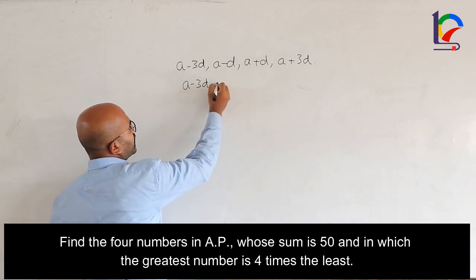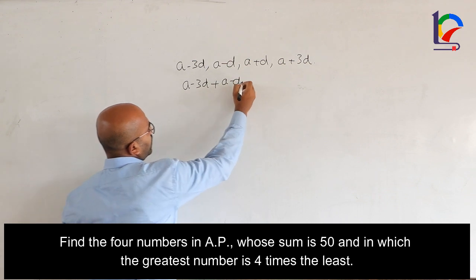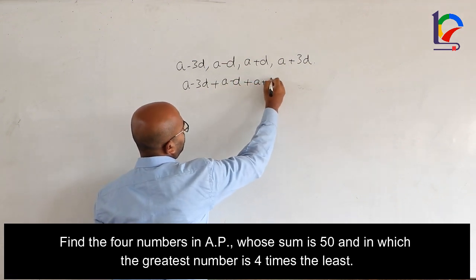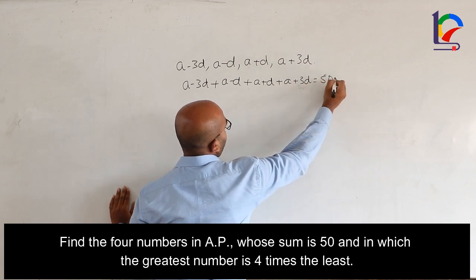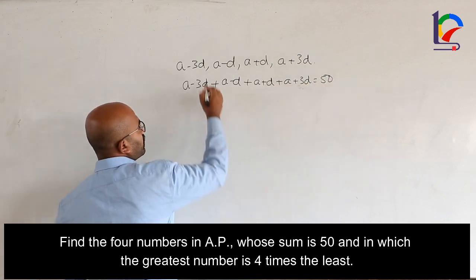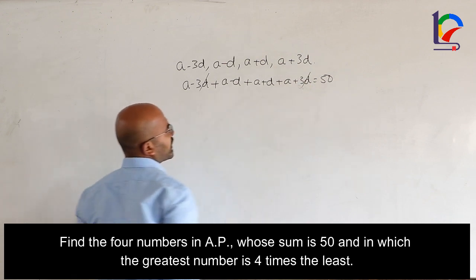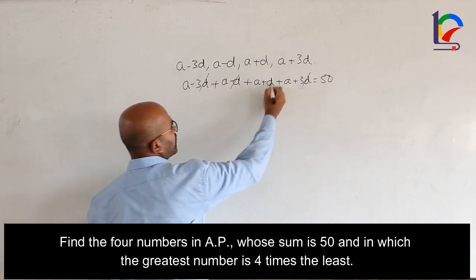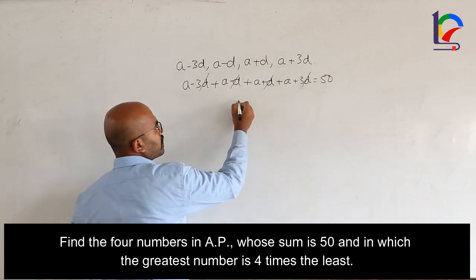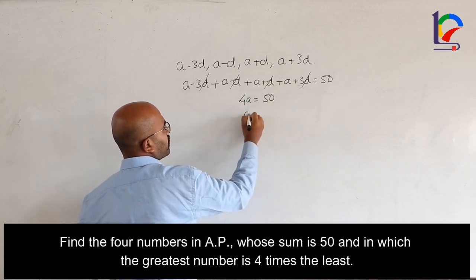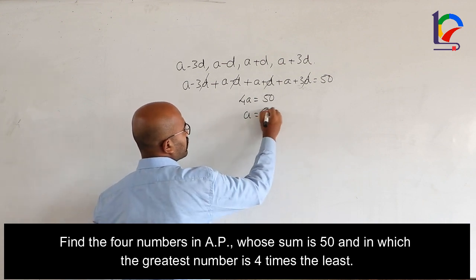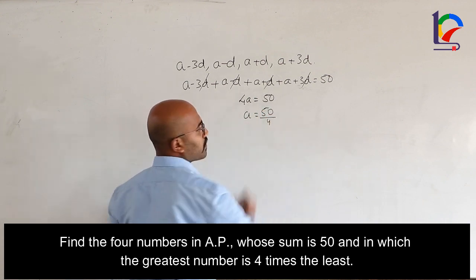a minus 3d plus a minus d plus a plus d plus a plus 3d is equal to 50. Minus 3d and plus 3d get cancelled. Minus d and plus d also get cancelled. So we are left with 4a is equal to 50. So the value of a is 50 by 4.